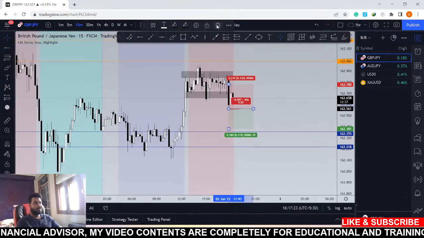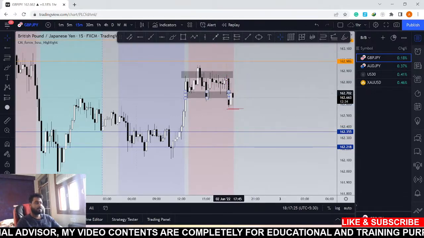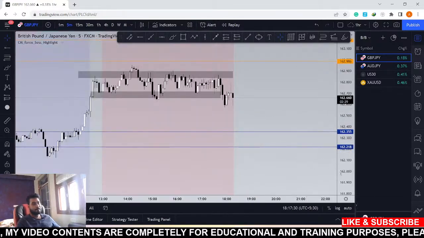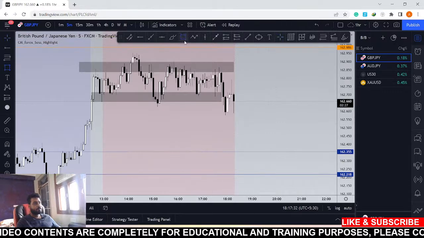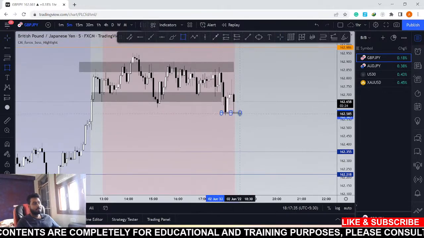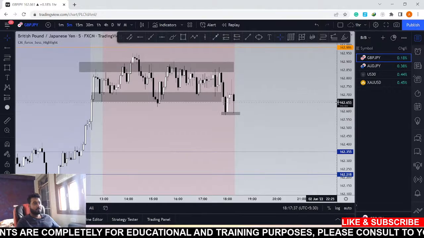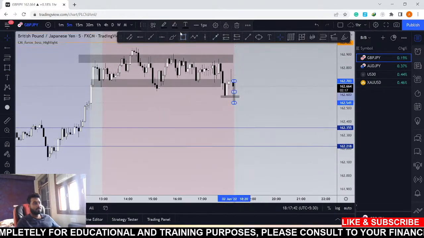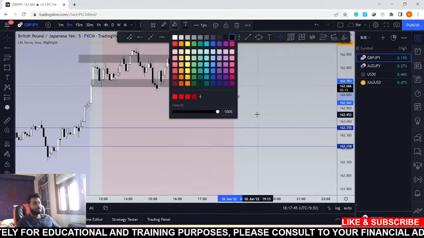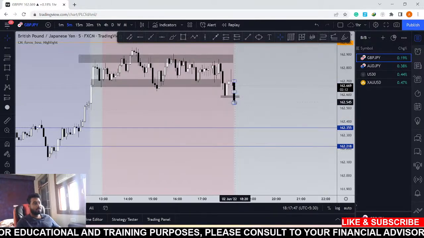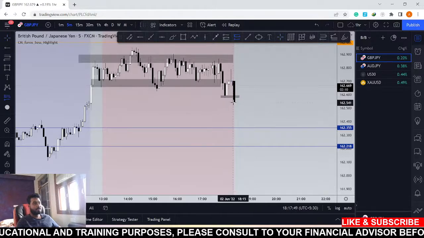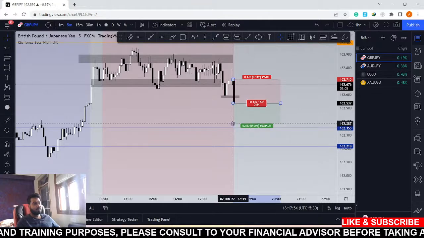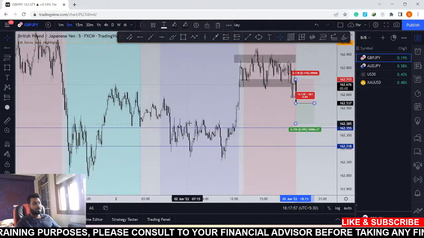Here I am removing my order at this area. Let's mark this as a 5 minute resistance. Once a nice 15-minute candle closes down at this area like this, I would like to place an entry at this area. The stop loss will be above this candle. Take profit will be somewhere around this resistance zone.